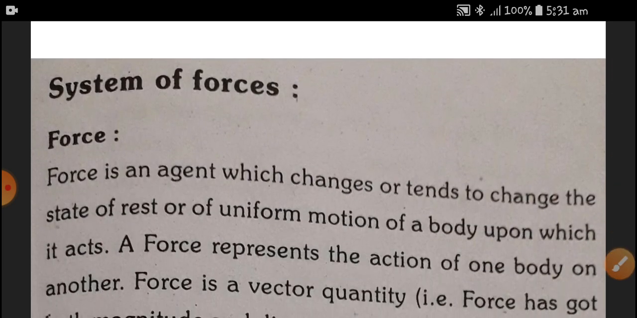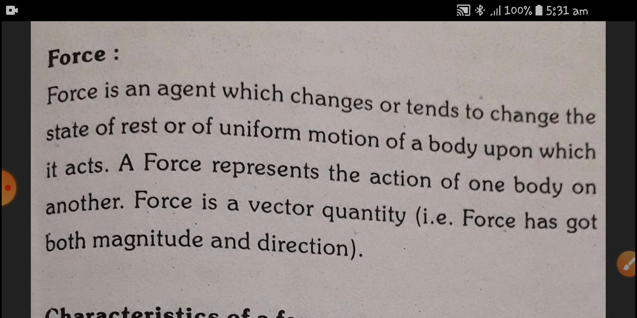Next is the system of forces. The force is an agent which changes or tends to change the state of a body. Here, what I mentioned, the state of a body is either rest or uniform motion. So a force is an agent that can make a body at rest or make the body move. This agent is called a force.